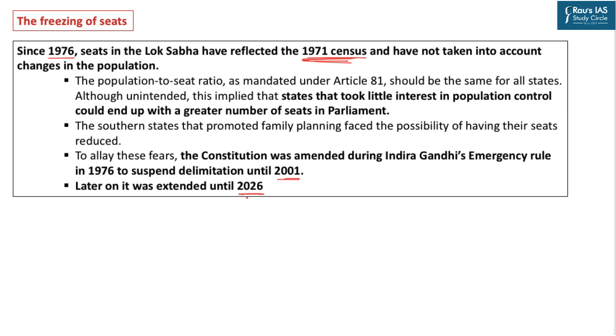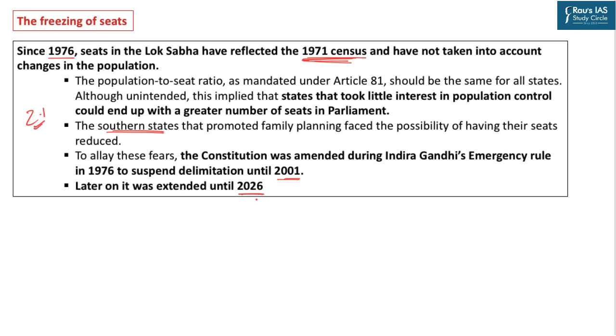The obvious reason for freezing the population number was to encourage the states to adopt population control measures. In population control, southern states have done exceedingly well. The fertility rate has gone well below 2, and population is actually now declining. In many of the northern states, the fertility rate remains well above the replacement rate of 2.1. So the population of many northern states is still increasing.